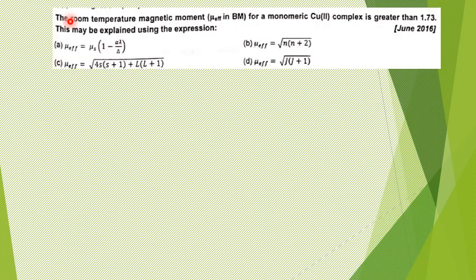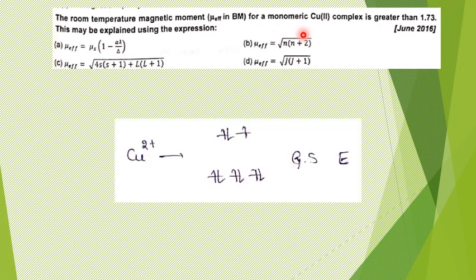Next one: the room temperature magnetic moment for a monomeric copper(II) complex is greater than 1.73. This may be explained using the expression. They are directly asking for the expression and nothing else is expected from you. If you know that copper in its 2 plus oxidation state has one unpaired electron, its corresponding ground state will be E. From Orgel diagrams, this can be easily predicted. In fact, it will be Eg for an octahedral complex, right?